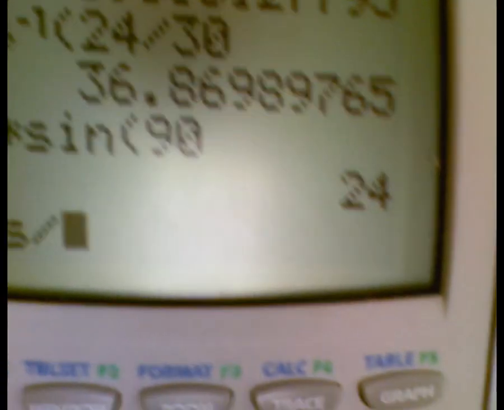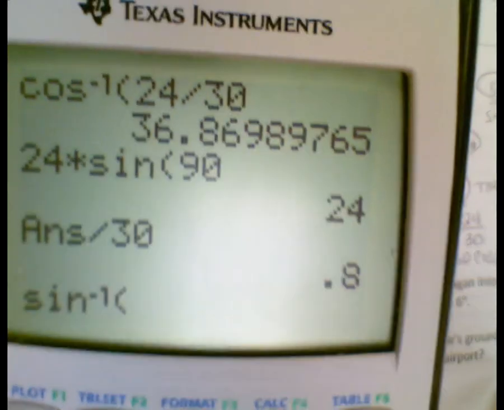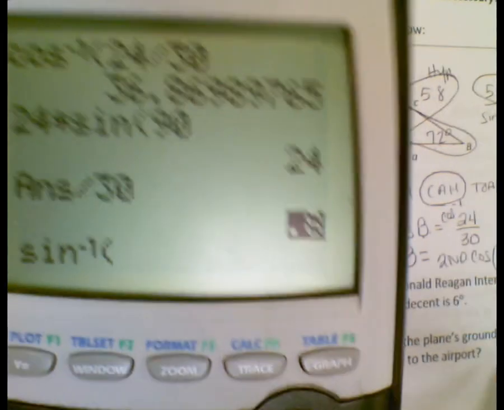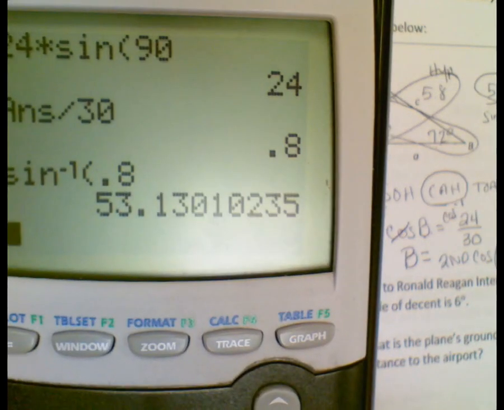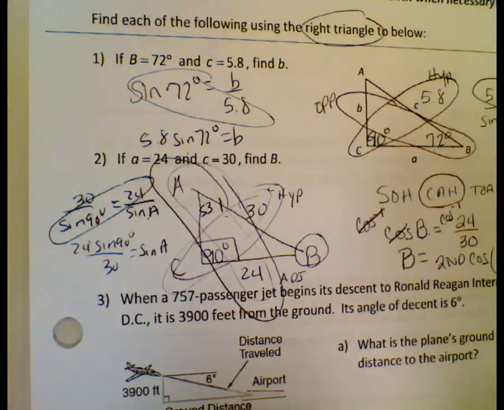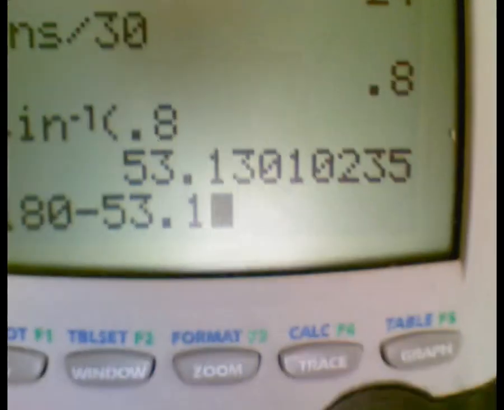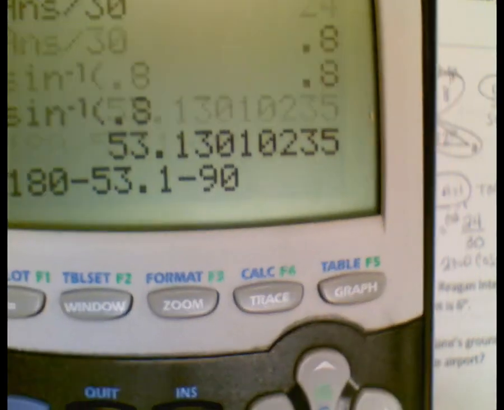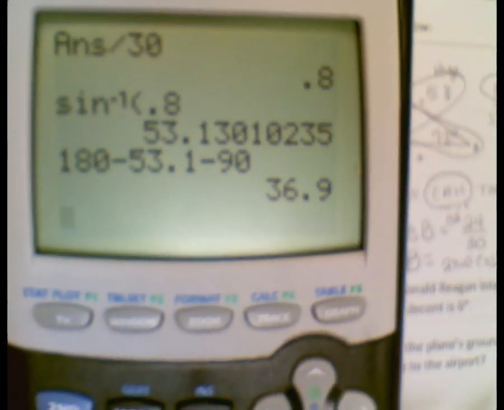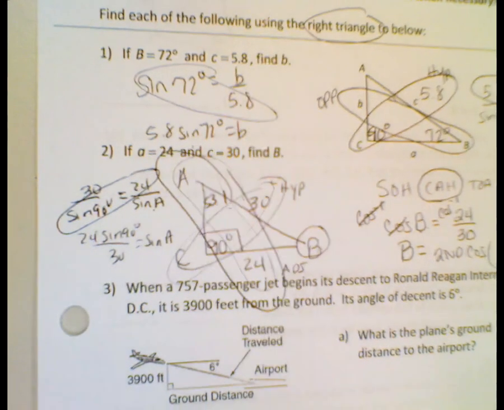So you would have divided this by 30. And then you would have pressed second sine. Second, highlight that. Oh, my thing doesn't highlight. Oh, yeah, it does. And you would have got 53.1. That's angle A. And then you would have taken 180 minus that, minus the given 90, right triangle, to get 36.9. I know I just did that really fast, but you could have done it another way.